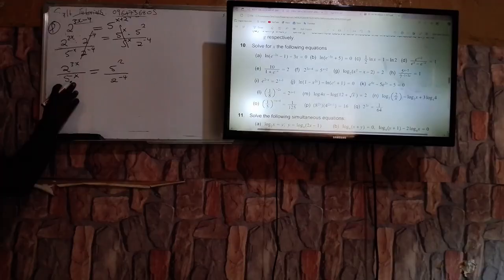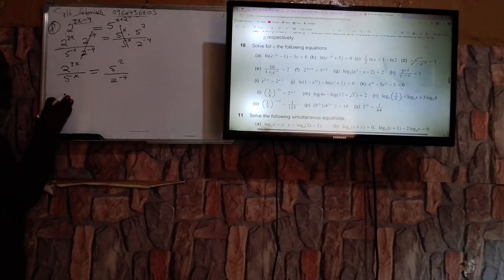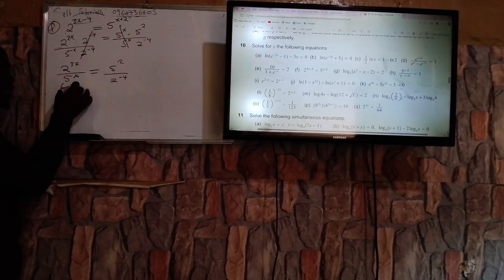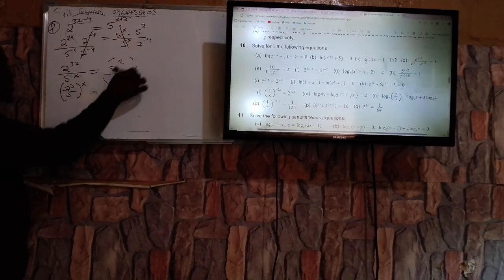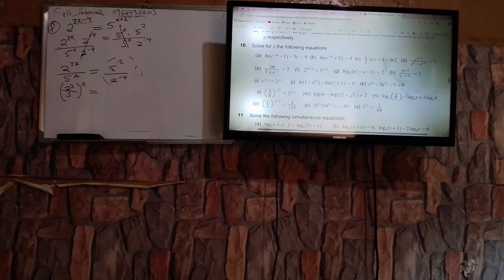So if this is the case, what am I going to have now? So we can factor out the power. If I have x here and I have x here, this can be written as 2 power 3 over 5, open brackets, power x to be equal to, I can evaluate this. What is 5 squared? 5 squared is 25 divided by 2 power negative 4. And 2 power negative 4 is what? We're going to have that. And if I have 25 divided by this answer, we're going to have a 400, if I'm not mistaken. Am I correct? Yeah.